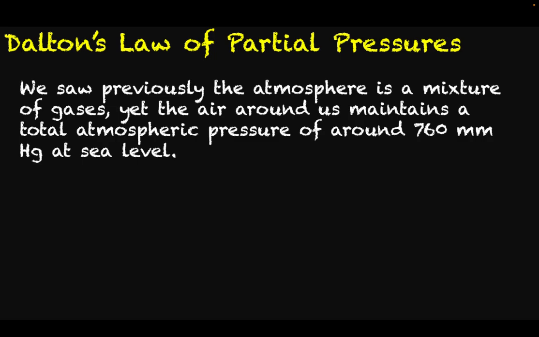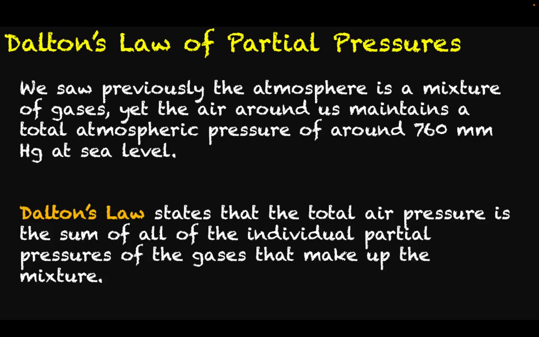Okay, so let's start looking at the relationship between the air pressure, which we just saw is changing with altitude. Total air pressure decreases with altitude, so now we want to know what that means for oxygen. We saw previously that the atmosphere is a mixture of gases, yet the air around us maintains a total atmospheric pressure of around 760 millimeters of mercury at sea level. That 760 millimeters of mercury is the pressure of the entire mixture of gases: nitrogen, oxygen, and everything else.